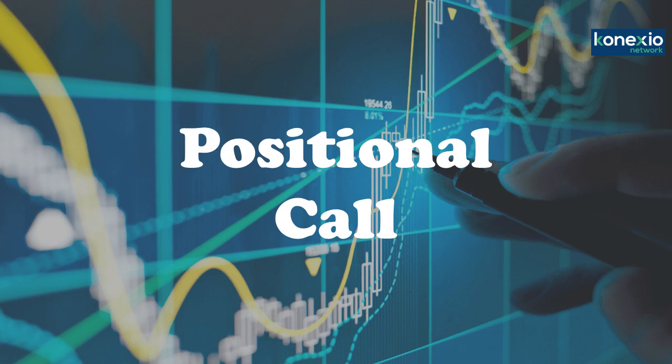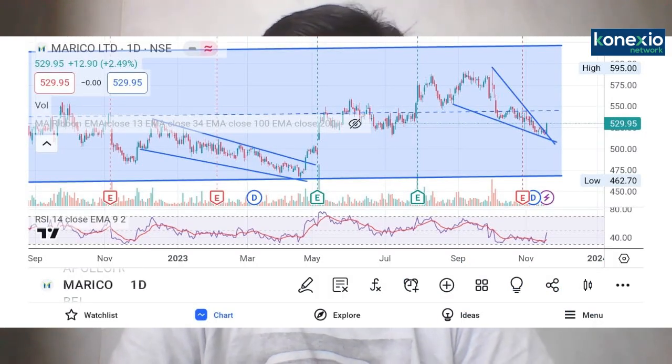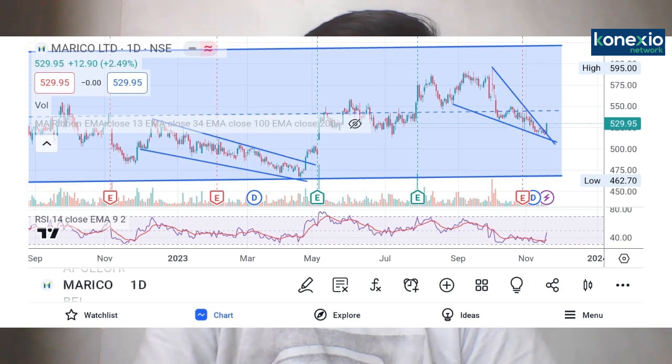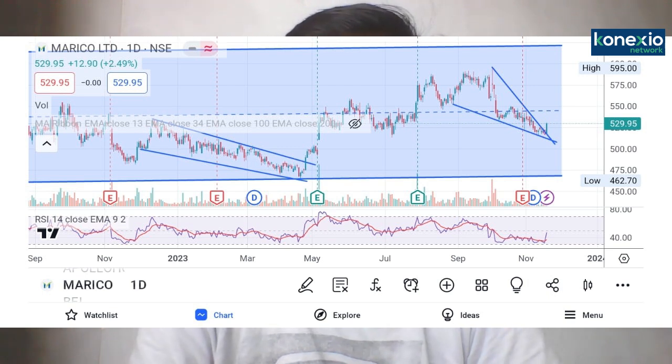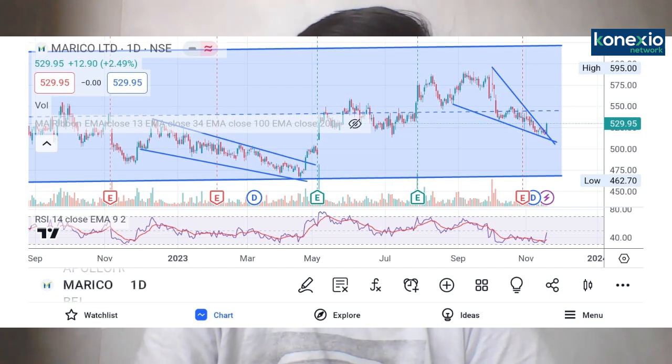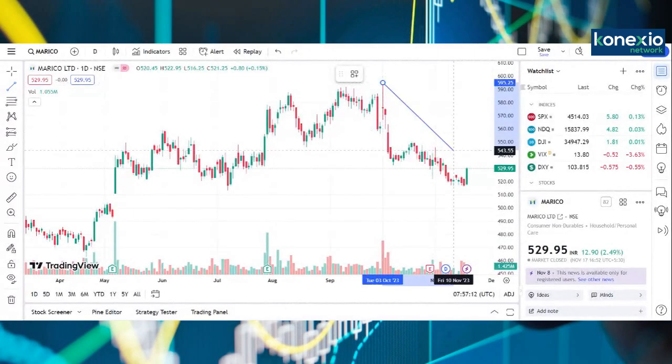So, friends, now let us come to the final segment of our show, which is the positional call, and identify one stock. The name of the stock is Marico. So, let us go to the daily charts of Marico. The stock has given a breakout of a falling wedge on the daily charts, and the stock is poised for an upside rally from these levels. So let me draw this particular falling wedge so that we will have a clear view regarding the pattern.